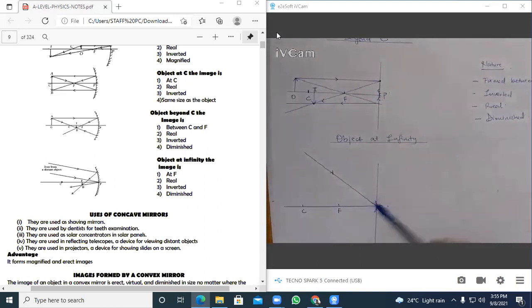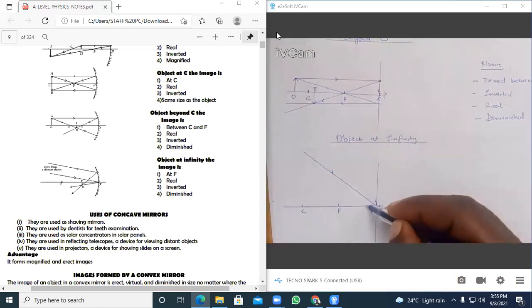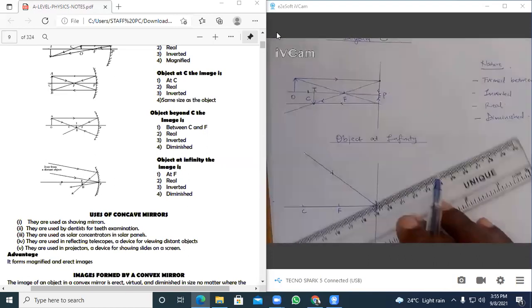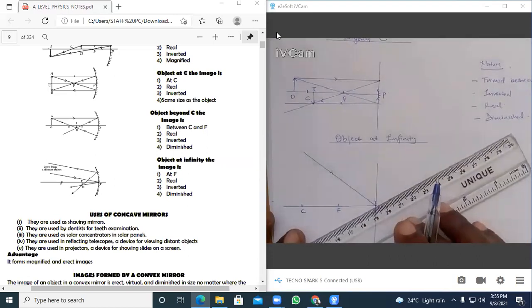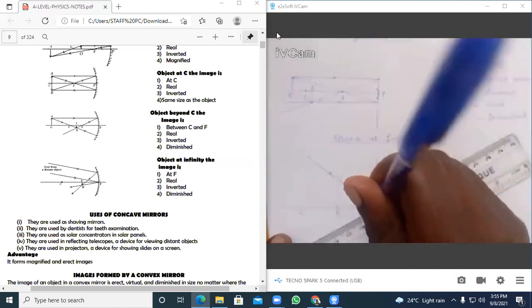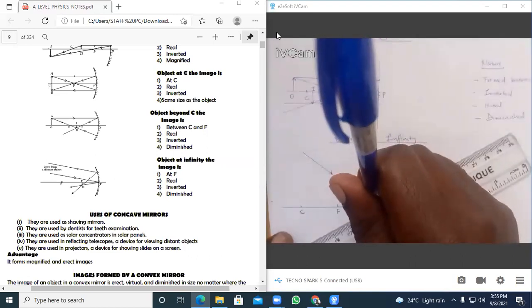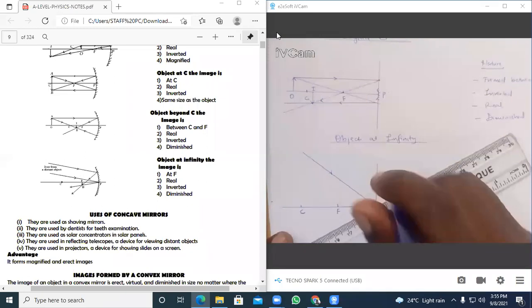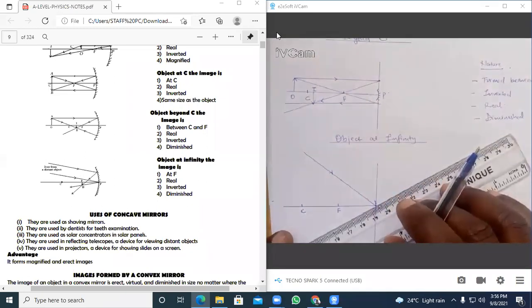Now, this principal axis, which is here, will act as the normal, such that here the angle of incidence should give me the angle of reflection. So here I'm going to draw another ray which is being reflected, but it must be of the same angle. Are we together? Yes, sure.